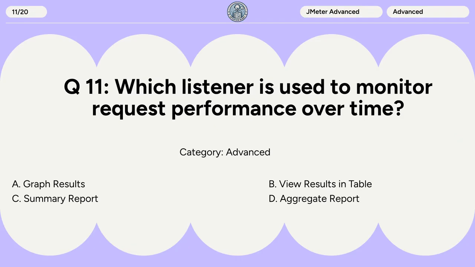Question 11. Which listener is used to monitor request performance over time? A. Graph results. B. View results in table. C. Summary report. D. Aggregate report.